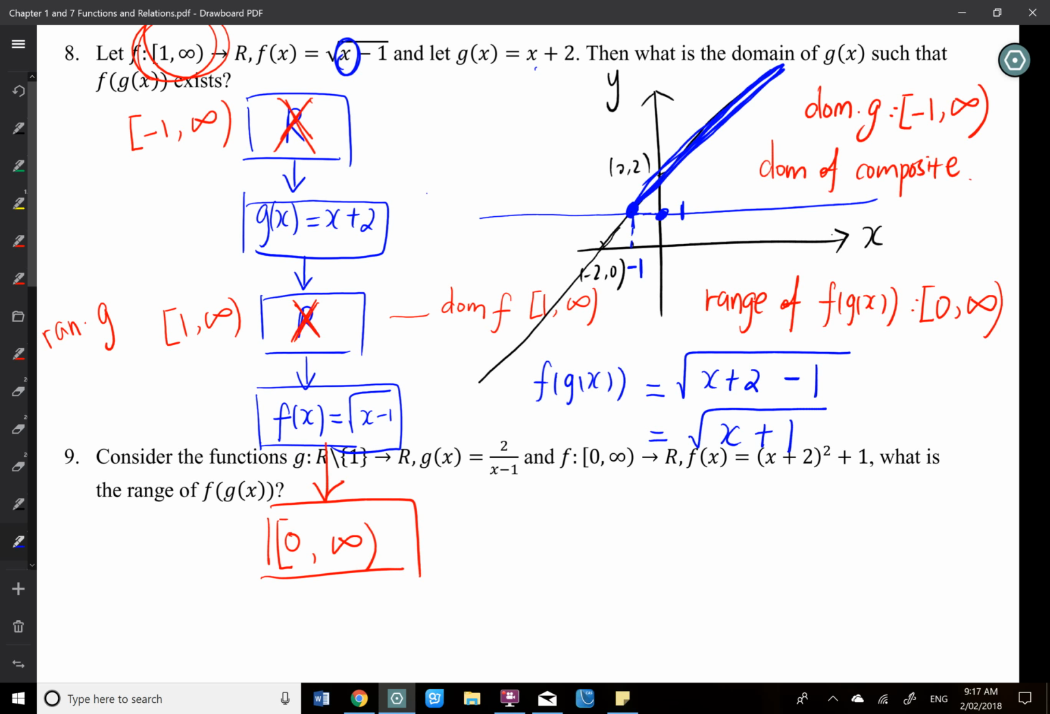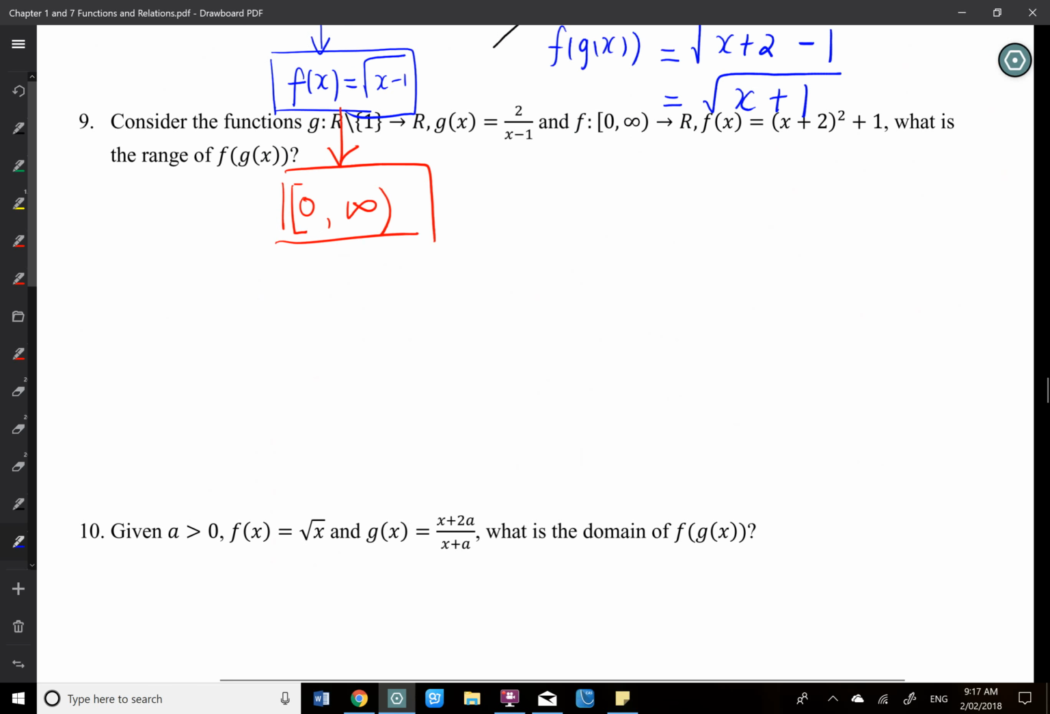So that's the basic idea of the composite. Well, it's not really basic, it's basically everything for composite, but there will be more complex equations and more complex ranges for you to think about. That's the hard thing about composite functions.